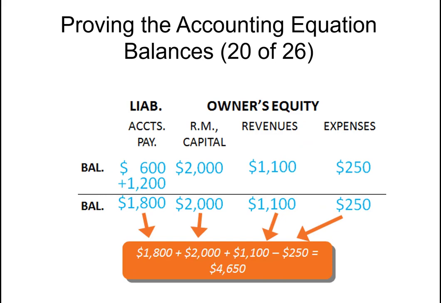For the liability and owner's equity, since we took a loan of 1,200, our liability will increase. It increased from 600 by another 1,200. That gives you 1,800. So the total liabilities and owner's equity is 4,650.